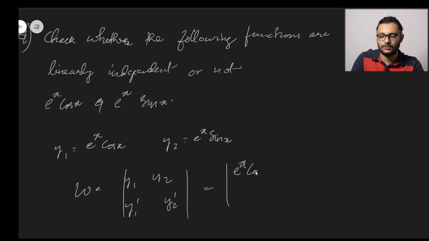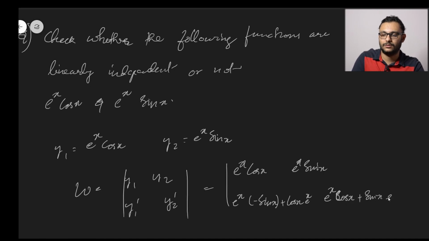e raised to x cos x, e raised to x sin x. What will be the derivative of e raised to x cos x? First function e raised to x into derivative of cos x, which is minus sin x, plus cos x into e raised to x, because the derivative of e raised to x is e raised to x itself. Similarly, in this function, it is e raised to x into derivative of sin x, which is cos x, plus sin x into e raised to x. Now, this is actually a determinant.